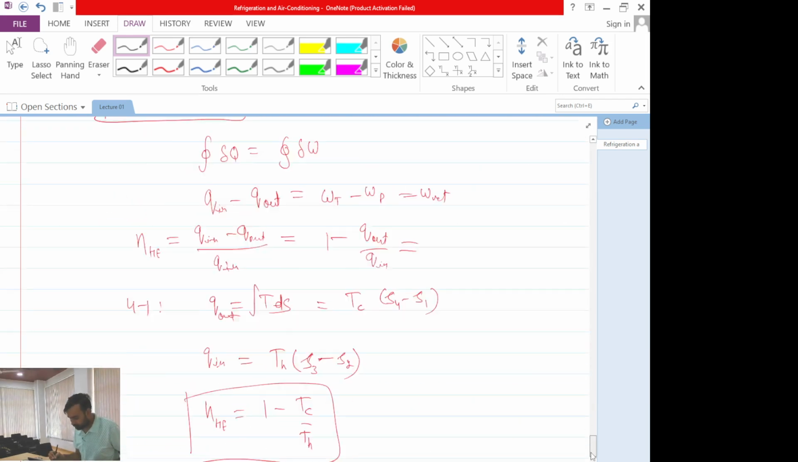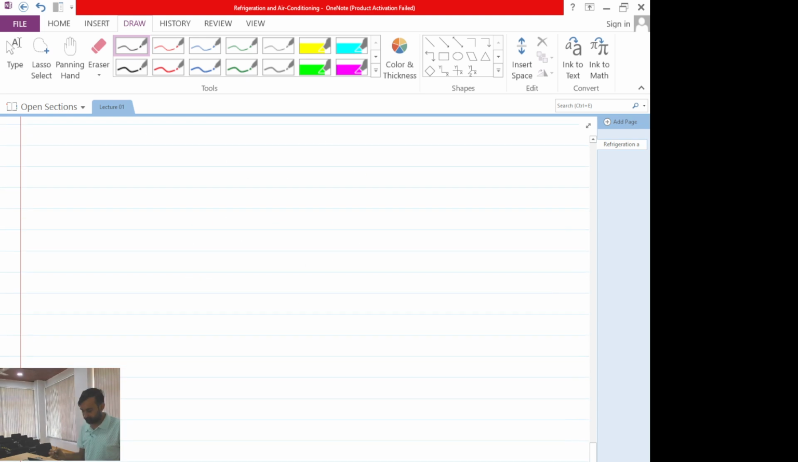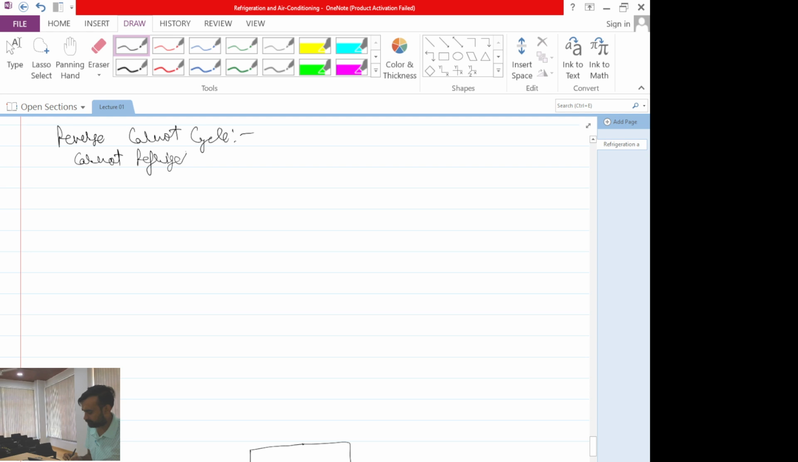So what I do now, I will take a heat exchanger, and what is this cycle? Reverse Carnot cycle. I can also name it as the Carnot refrigeration cycle.